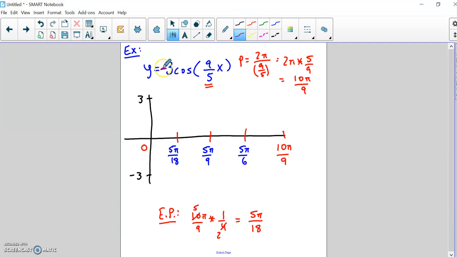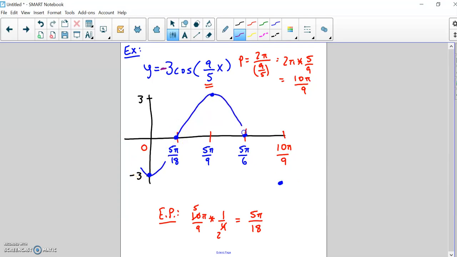Okay, last but not least, this is a negative cosine curve. Okay, cosine curves either start on the top or the bottom, but if it's negative, this is going to flip the parent function, which starts on the top, across the x-axis. So now it's going to start on the bottom. So we're going to start on the bottom, middle, top, middle, and then finish off on the bottom, drawing a curve here.